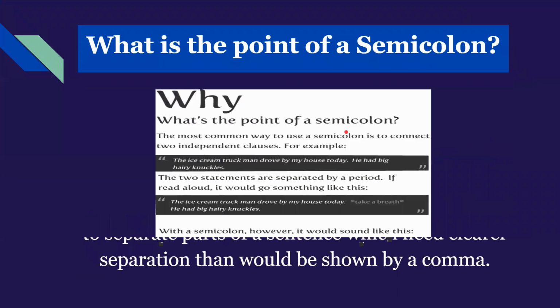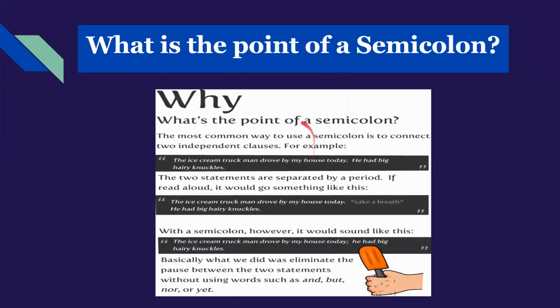So what is the point of a semicolon? Why do we need this versus a comma? The most common way to use a semicolon is to connect two independent clauses. For example, the ice cream truck man drove by my house today. He had big hairy knuckles. Instead of two sentences separated by a period, we could change it to this.